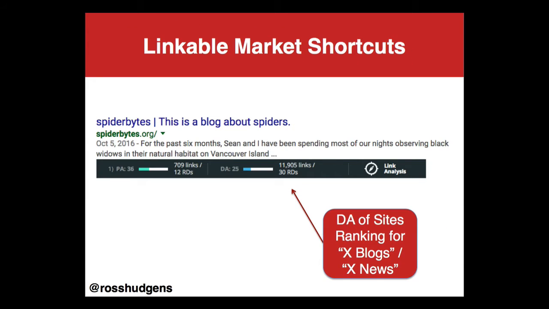So a good shortcut I like using to determine how big a linkable market is, is doing a search like "X blogs" or "X news" and seeing what the average authority is of, say, the top 4 sites on that search result that are clearly about that thing. So for example, if I did "spider blogs" as a search, I see one site has only 30 linking root domains to it as a whole.